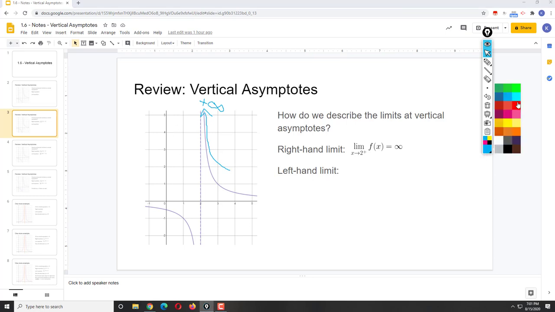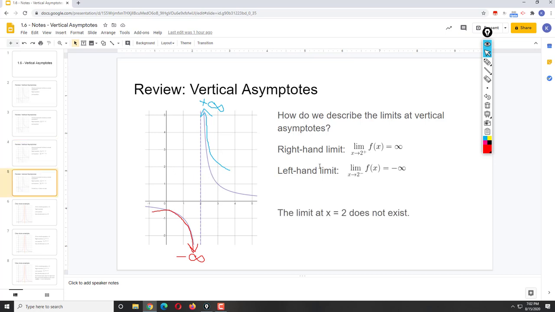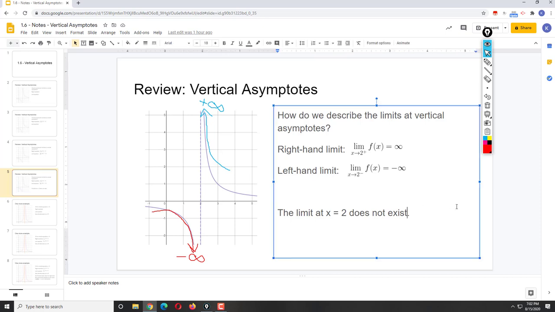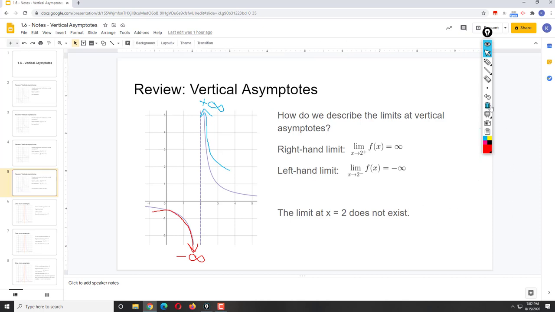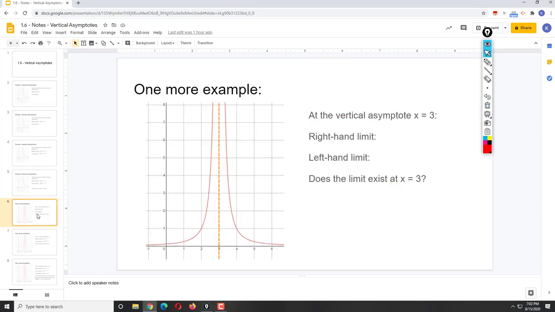Similarly, from the negative side, we see it's going smaller and smaller towards negative infinity. So we can describe this vertical asymptote by saying that the limit of f of x as x approaches 2 from the negative side is equal to negative infinity. Clearly they're different. We know there's a discontinuity there, and the limit at x equals 2 does not exist for f of x. Okay. One more example.